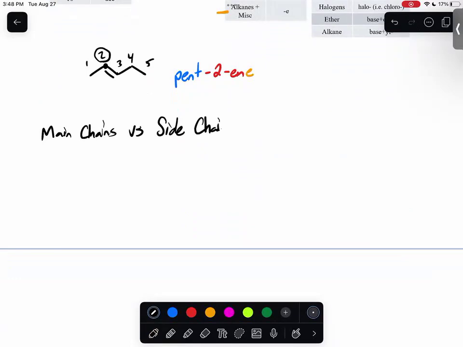I've been talking a little bit about what a main chain is, but essentially you can only have a single main chain in a structure, right? That is one main chain always. And the main chain is always defined as the longest carbon chain.